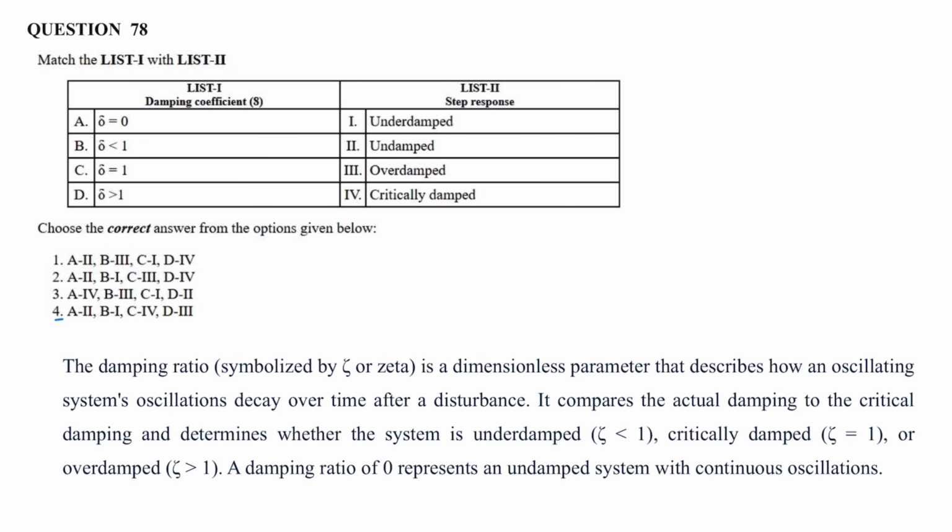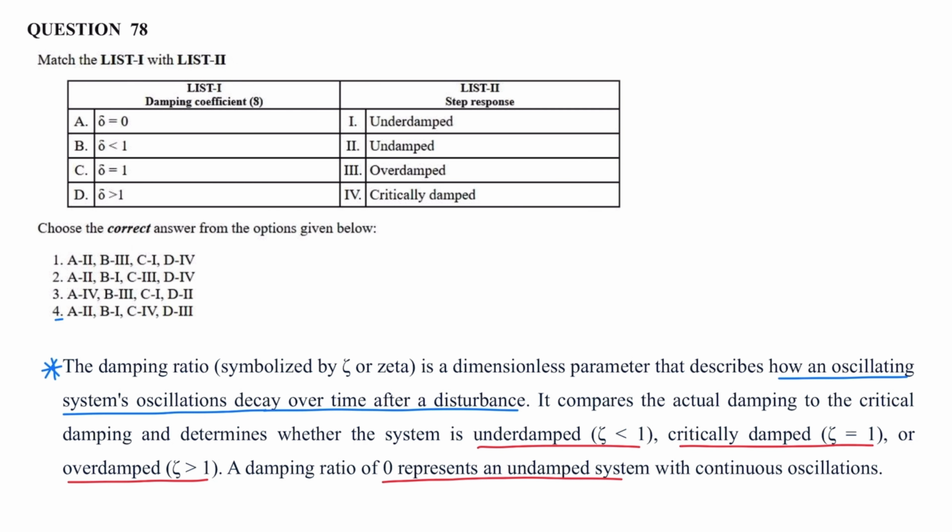Question number 78. In List 1, damping coefficient is given, and in List 2, step response is mentioned. So damping ratio zeta is a dimensionless parameter that describes how an oscillating system's oscillations decay over time after a disturbance. It compares the actual damping to critical damping and determines whether the system is underdamped for zeta less than 1, critically damped if zeta is equal to 1, and overdamped if zeta is greater than 1, and damping ratio zeta equal to 0 represents an undamped system.